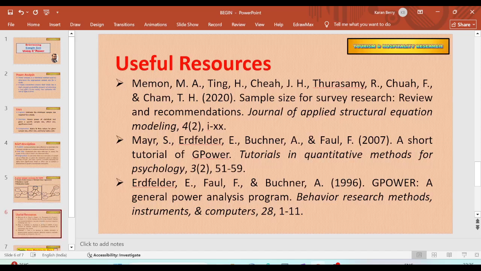These are some of the very useful resources. One is by Memon et al., 2020, sample size for survey research. Second is Faul et al., 2007, a short tutorial of G*Power. Third is Erdfelder et al., 1996, G*Power, a general power analysis program.